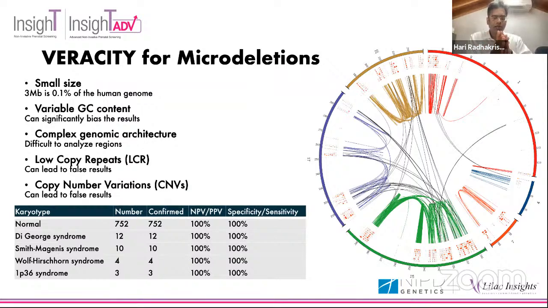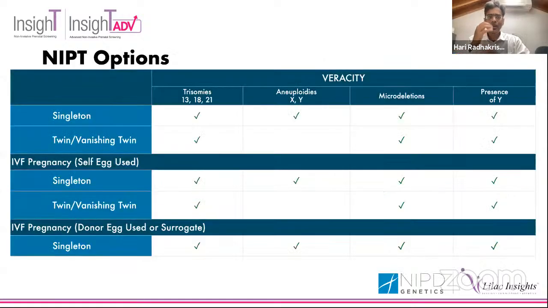Veracity, we are also doing an ongoing study for microdeletions performance, because these are quite rare, the most common one being the DiGeorge syndrome. These are extremely difficult to analyze because they're very, very small and they happen in very complicated regions. But so far, we have been very happy with the performance of the test. But this is a study that's still ongoing, and hopefully we will have the results out in the near future. Just want to leave you with a picture of where we can do different NIPTs.